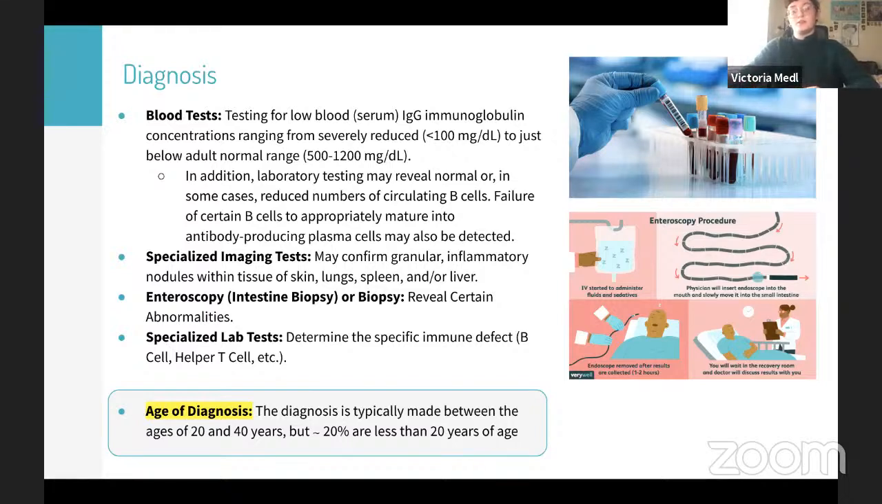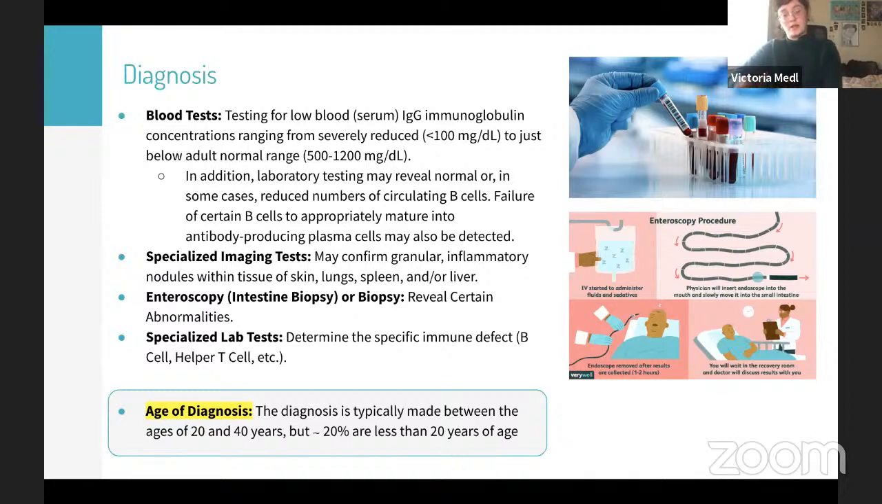And here you can see the severely reduced is anywhere from 100 milligrams in adults to just below adult normal range, which is 500. So they can vary in severity of disease. Laboratory testing may also reveal normal B cells that are circulating in the body, but they can see through microscopes and other techniques if they actually mature and further differentiate into immunoglobulin creating B cells.